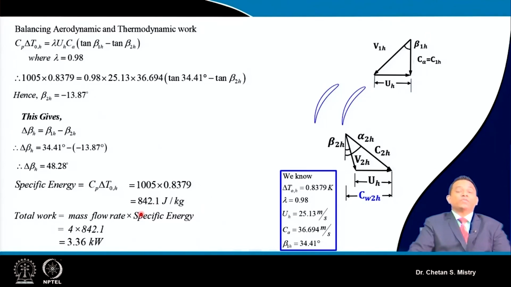Here in this case, we need to be really careful about what parameters we are calculating, because my delta T0 at the hub is different, my delta T0 at the mid is different, and my delta T0 at the tip is different. That's the reason why my total work is also varying along my radius, or we can say it is varying along my span.